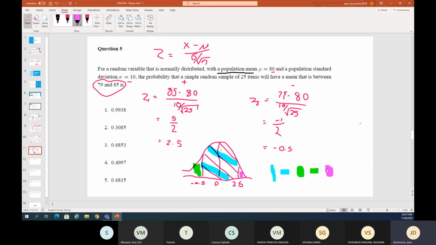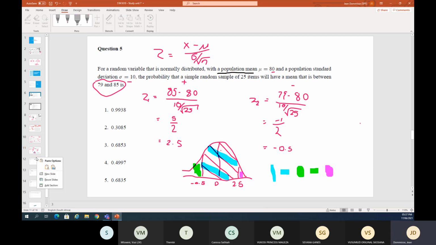So it's nice to work with a negative table, because on the negative table we look at the 0.5, we get a value, we look at the negative 2.5, we get that value, and we say 1 minus the green minus the purple, and we get the answer. So that is one way of doing it.